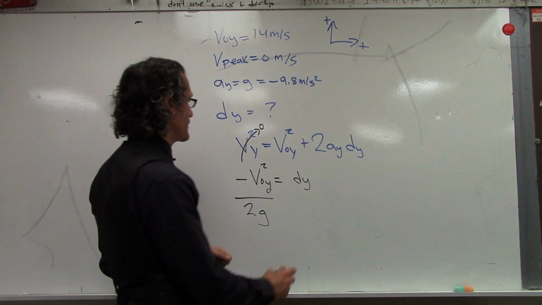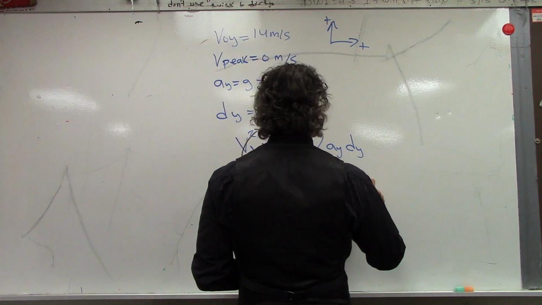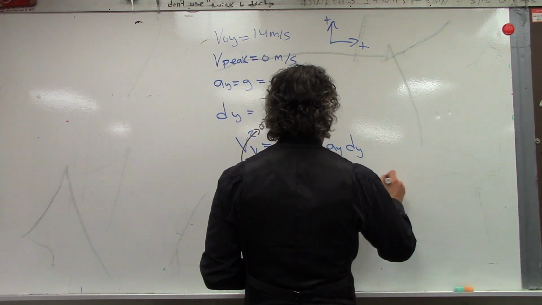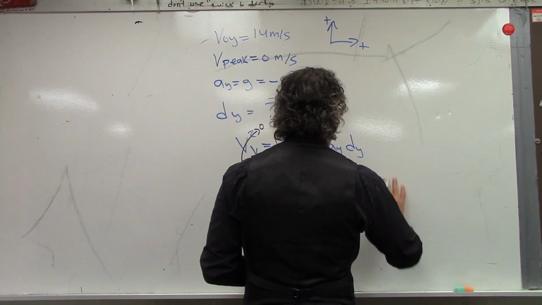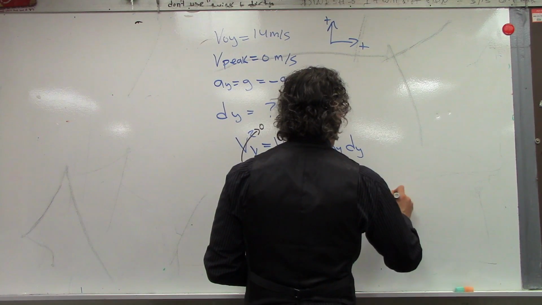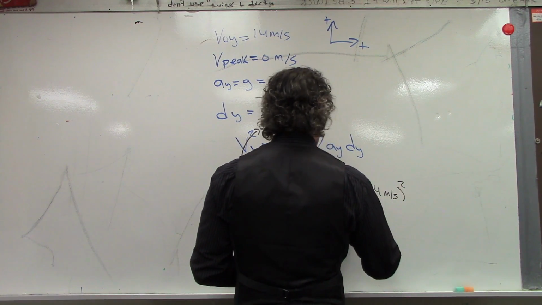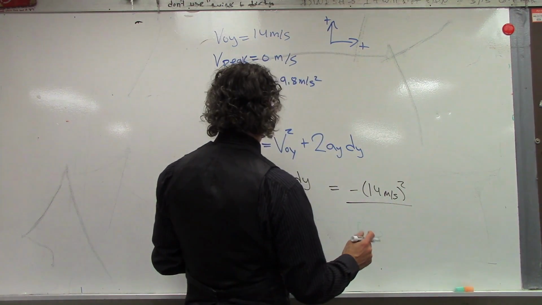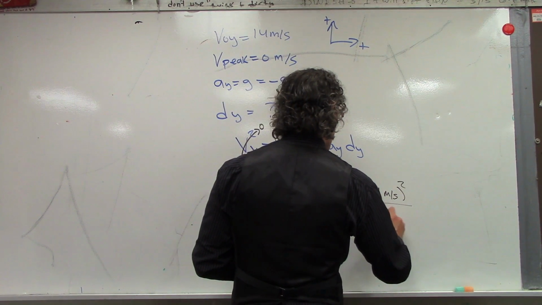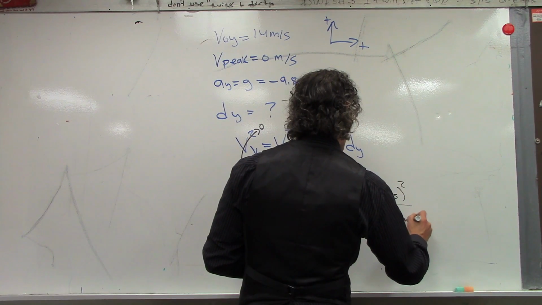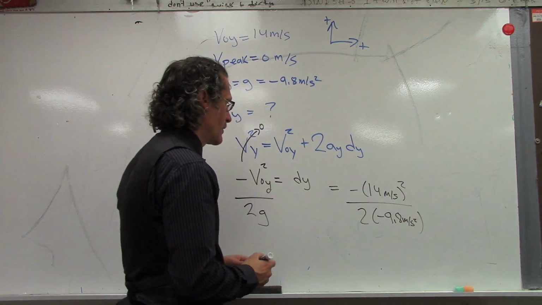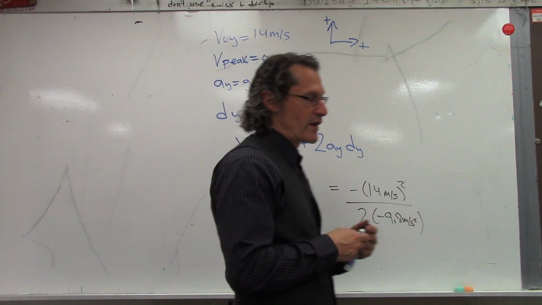Okay, so what were these values? Well, we got 14, so we have negative 14 squared. Now the negative's outside, so it's kind of like this. Negative 14 meters per second, squared, over 2 times g, which is negative 9.8 meters per second squared, according to our coordinate system.